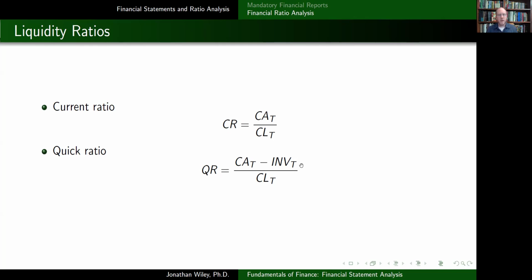Now, at this point, I need to have a brief little comment about interpreting current ratios and quick ratios. So if you go online and you just start searching about current ratios and quick ratios, what you're probably going to find is some site somewhere that says something to the effect of the ideal current ratio is 2. That is rubbish. Okay, it's nonsense.